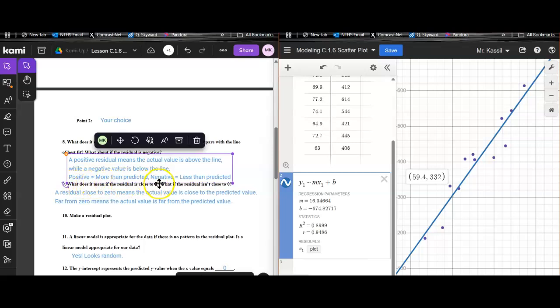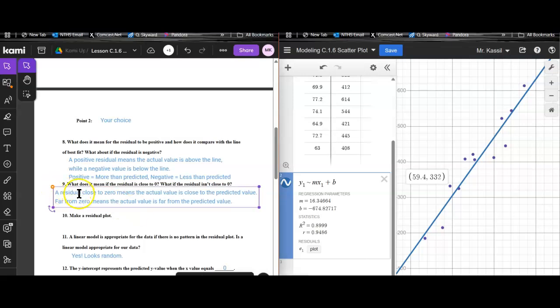What does it mean if the residual is close to 0? Well, if you have a residual close to 0, it means that the actual value and the predicted value aren't that different. And if there's not a big difference, it means it's actually really close to the line. So a residual close to 0 means the actual value is close to the predicted value, right? And of course, conversely, if it's far from 0, it's going to be far from the predicted value. And so that's where now, if we were doing this on paper, we would take each of our points, subtract it from the line, and get our residual plot.